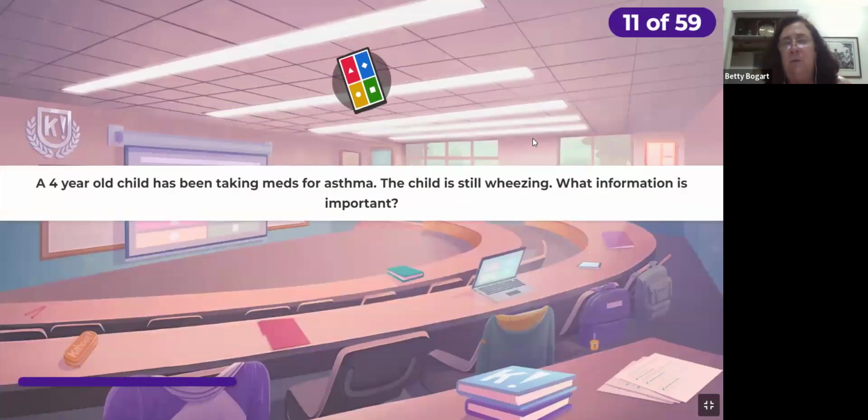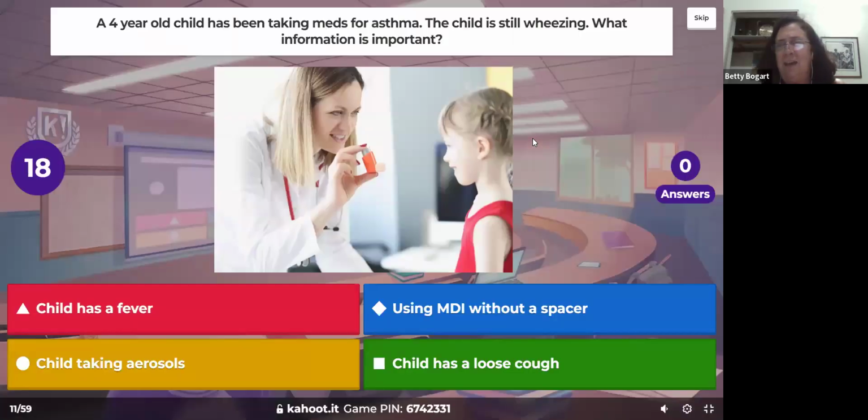A 4-year-old child's been taking meds for asthma and they're still wheezing. What information is important? What should you be asking? They're taking their meds. They're telling you they are, but they're wheezing.